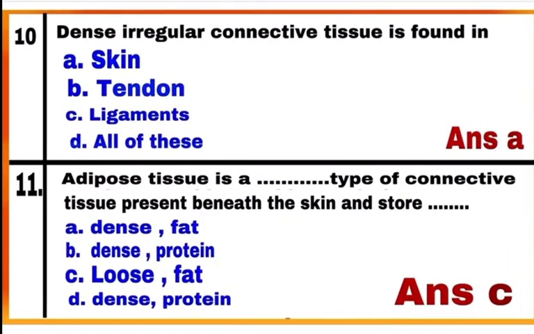Question 10. Dense, irregular connective tissue is found in option A, skin. Dense, irregular connective tissue has fibroblasts and many fibers, mostly collagen, that are oriented differently, and this tissue is present in the skin. Question 11. Adipose tissue is a dash type of connective tissue present beneath the skin and store dash. Option C. Adipose tissue is a loose type of connective tissue present beneath the skin and store fat.